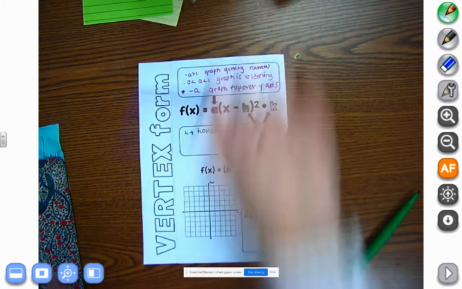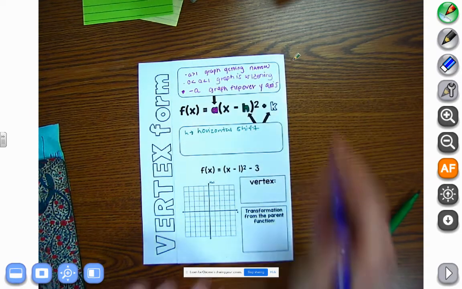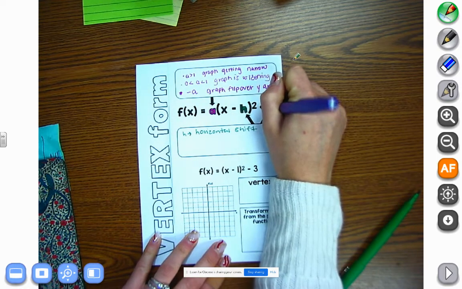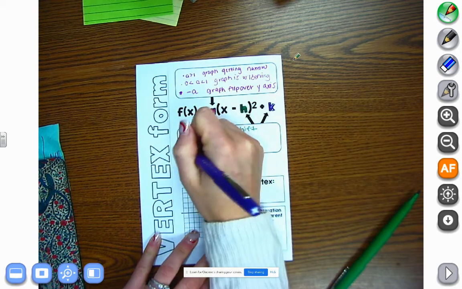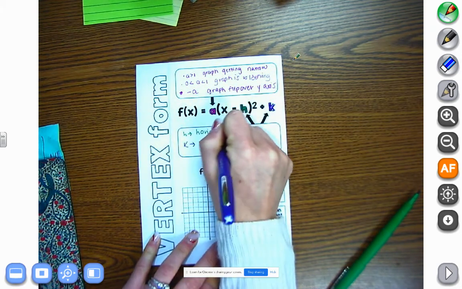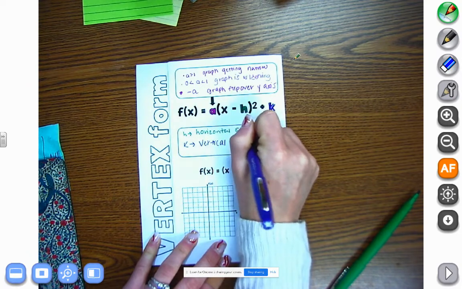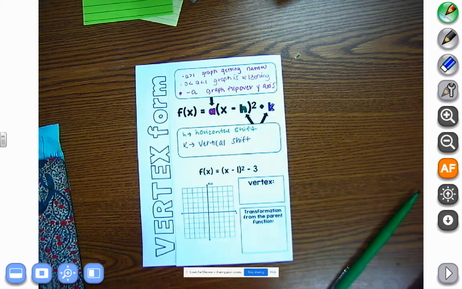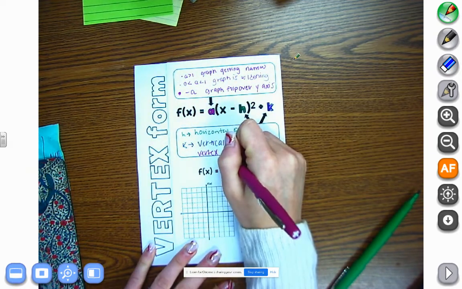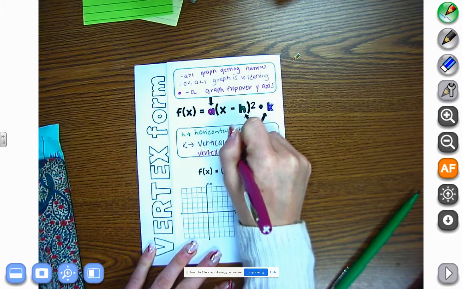K, again, also has to do with our vertex, but it also has to do with our transformation. So K is going to tell us if there's a vertical shift. And then H and K both deal with our vertex. So our vertex can be written as (H, K).